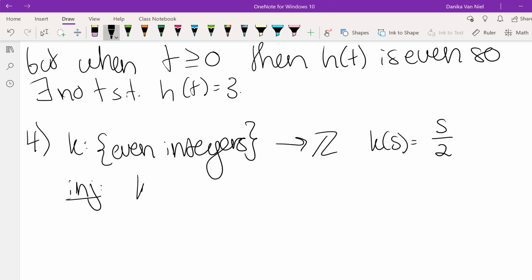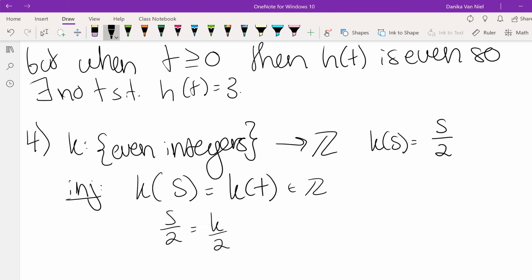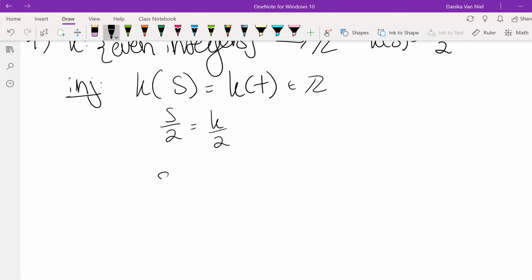Say k of s equals k of t, or something. Then s divided by 2 equals t divided by 2. Well, integers are closed under multiplication, so you can multiply an integer by an integer and still get an integer. Luckily for us, this is an integer, so we can multiply both sides by 2, and then we get s equals t. Boom, roasted.